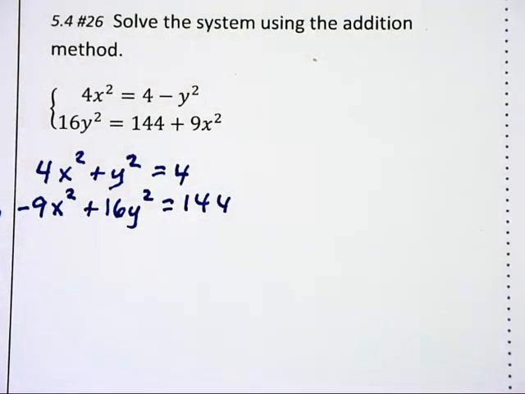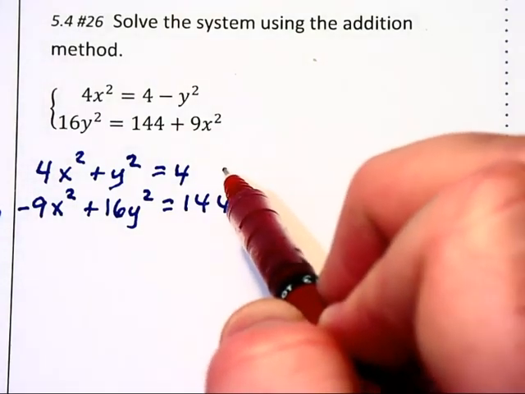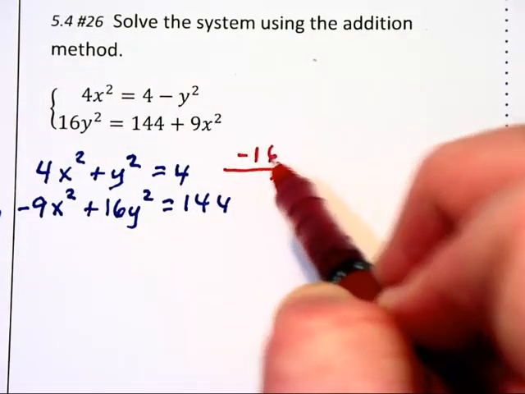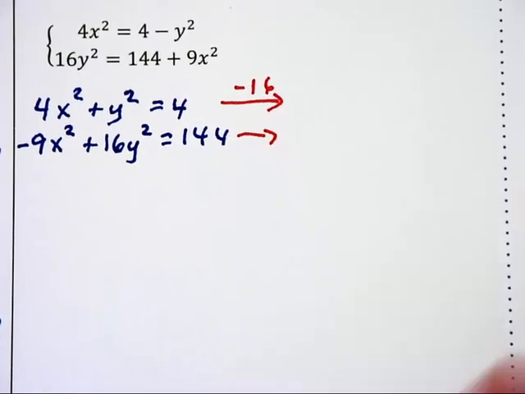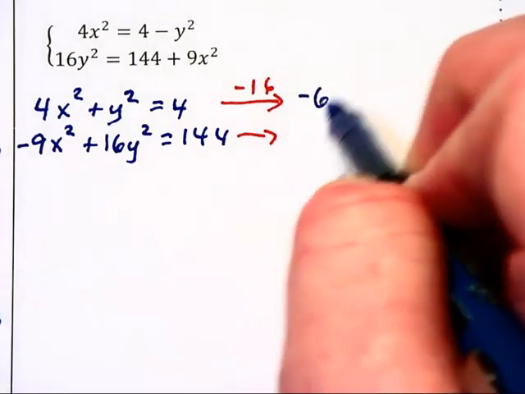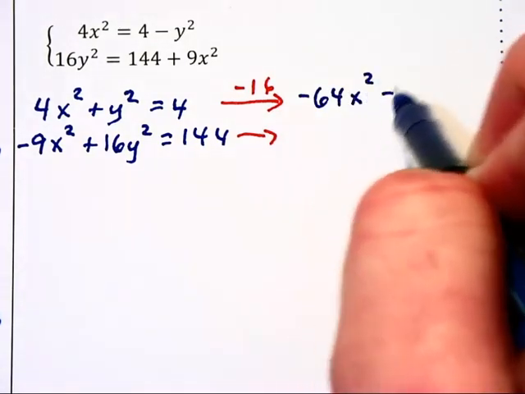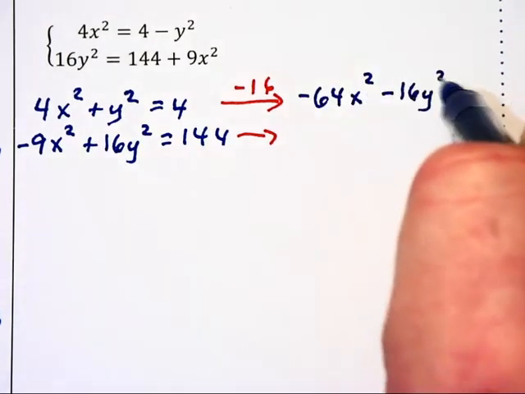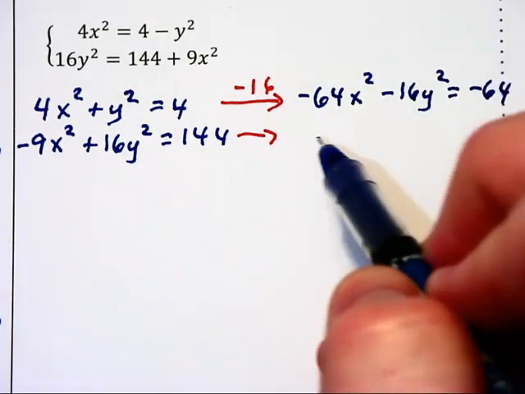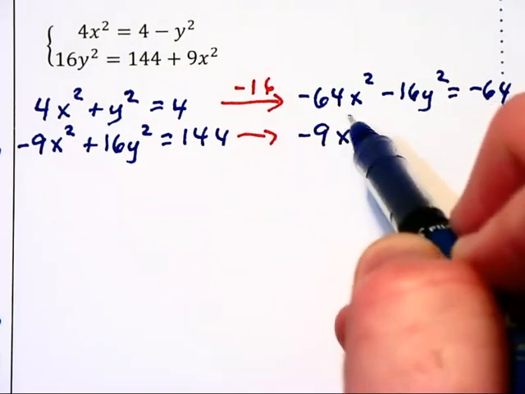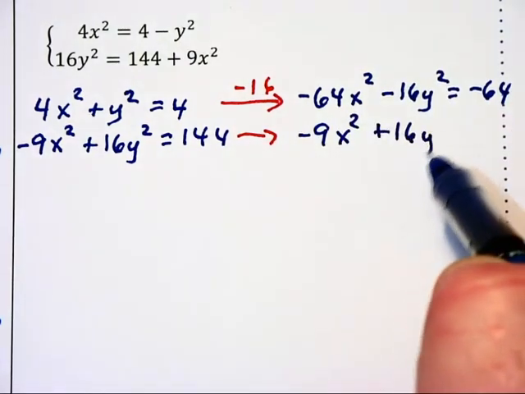Okay, I'm going to choose to cancel out the y squareds, multiplying that first equation through by negative 16. This gives me negative 64x squared minus 16y squared equals negative 64. And the bottom equation just slides over and nothing changes.